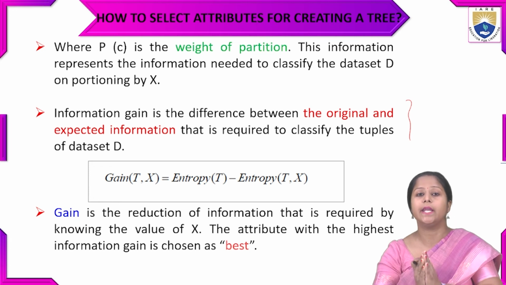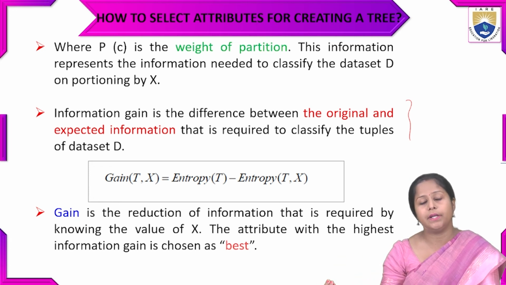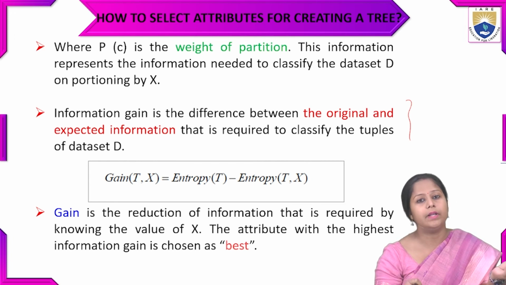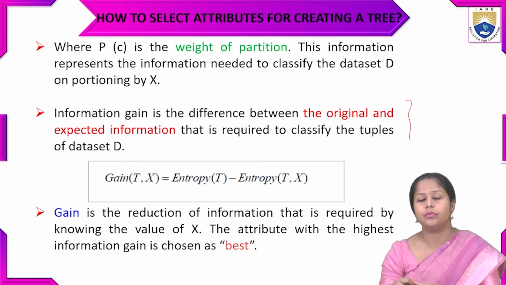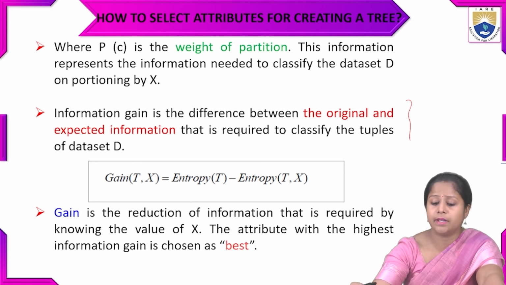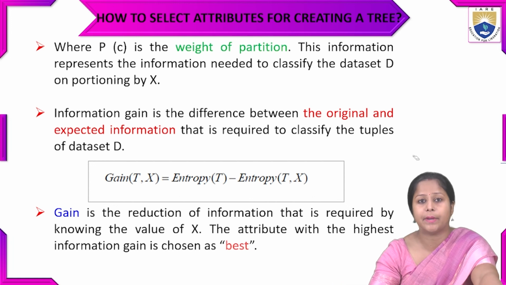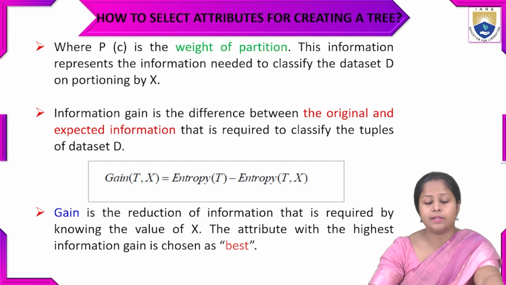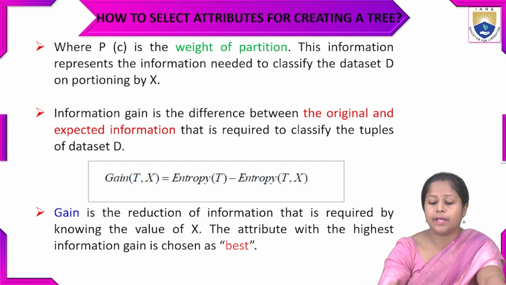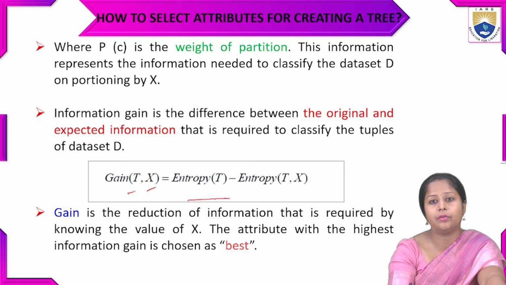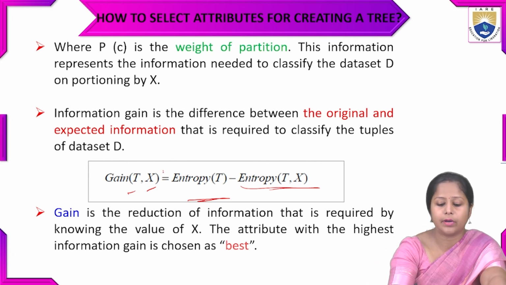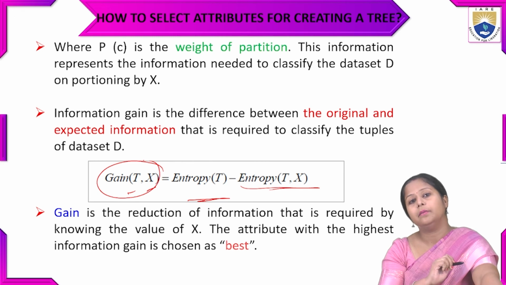What is the information gain? After the splitting has occurred, we take the information gain value and subtract those values from each other. So the information gain is the difference between the original and expected information that we get from the formula. That is required to classify the tuple of dataset D. So Gain(T, X) is equal to Entropy(T), the actual entropy, minus Entropy(T, X). So now we will get the gain for that particular node, right?